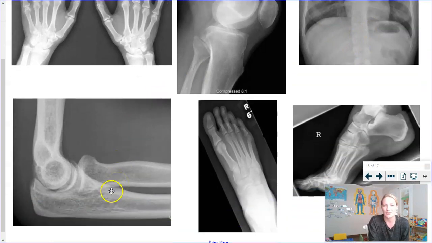Now down here in the bottom, we have a picture of an arm. This here is someone's humerus, which fits into a ball and socket joint, which is the radius and ulna coming off.